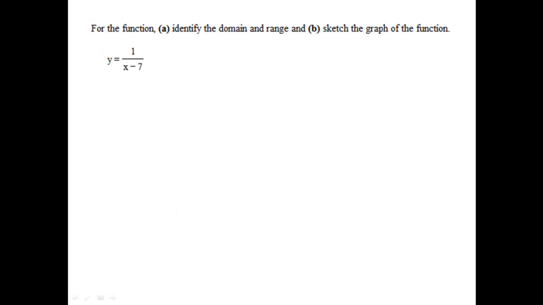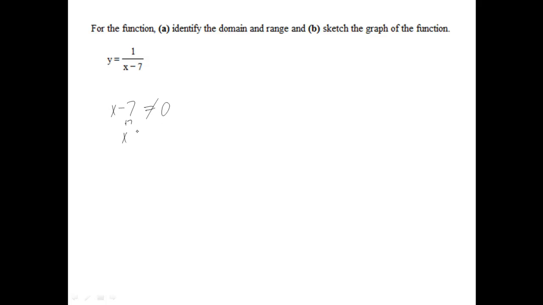Now we're going to identify domain and range again, and we're going to roughly sketch the graph. This thing right here, 1 over x minus 7. All right, now this is not a square root function, so we don't have to worry about any negatives in the radical. What do we have to worry about? 0 in the denominator. You can't have your denominator be 0. So let's do this. Here's my denominator. I want that to not be 0. So solve for x. You add 7 on both sides. That means x cannot be equal to 7.